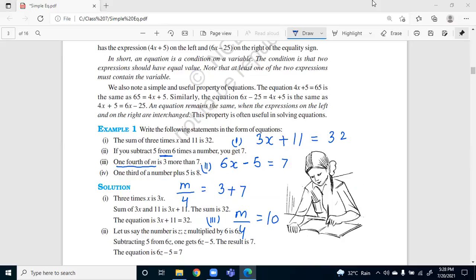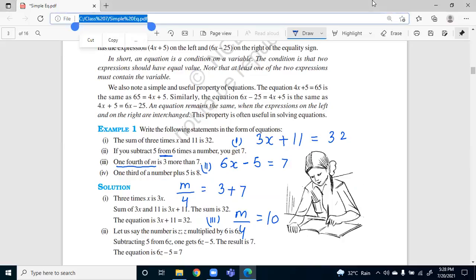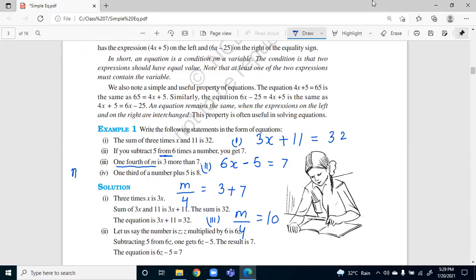I'm done. Okay. So the fourth part is 1/3 of a number. If I take the number as n, 1/3 of n is n by 3. 1/3 of a number plus 5, so if I add 5 to it, is 8. So 1/3 of a number plus 5 is 8. Is is replaced by the equal to sign, plus is replaced by the plus sign, and 1/3 means n upon 3.